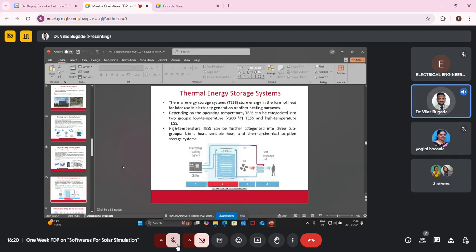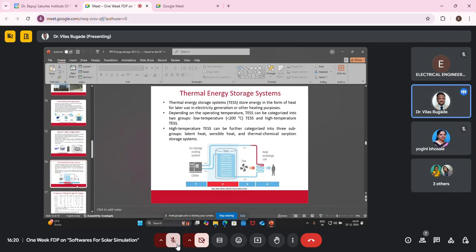In a thermal energy storage system, most probably heat will be converted into electricity generation. Depending on the operating temperature, because in the thermal case the temperature is going to play a vital role, that needs to be considered globally.